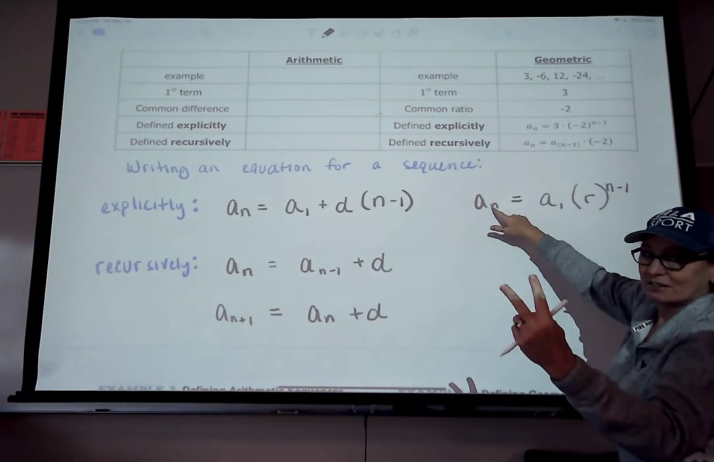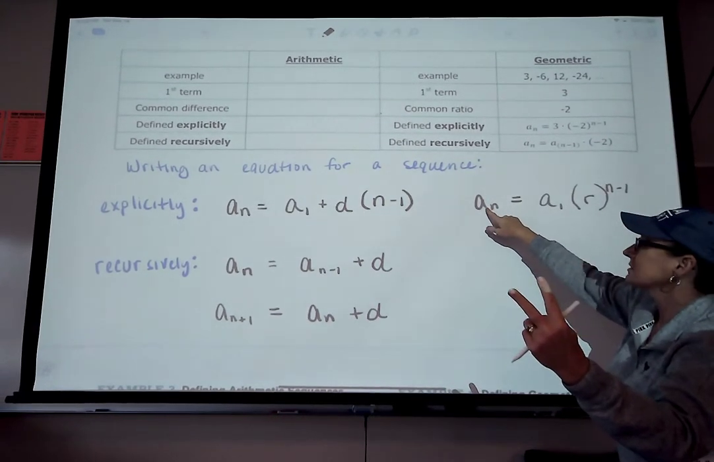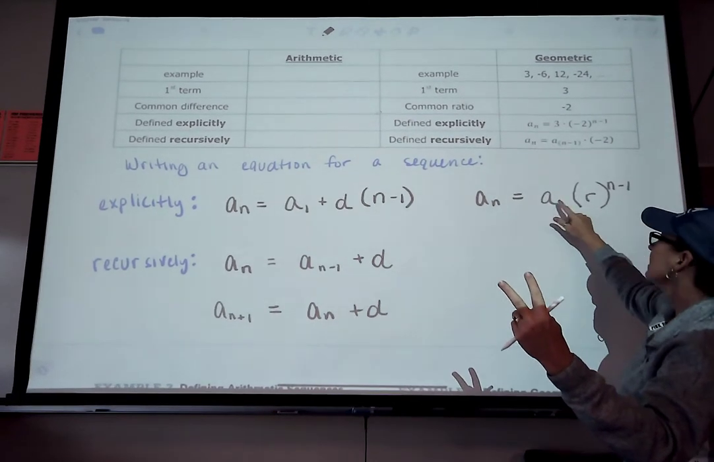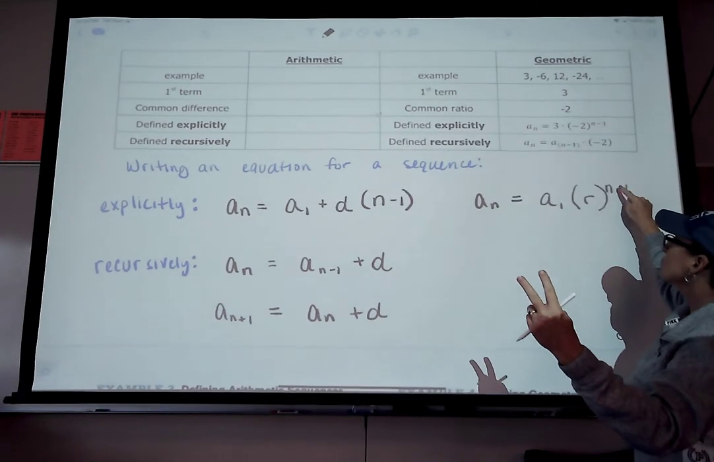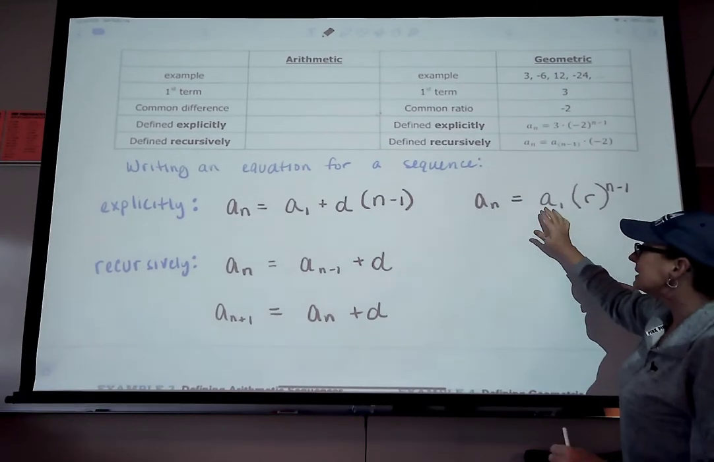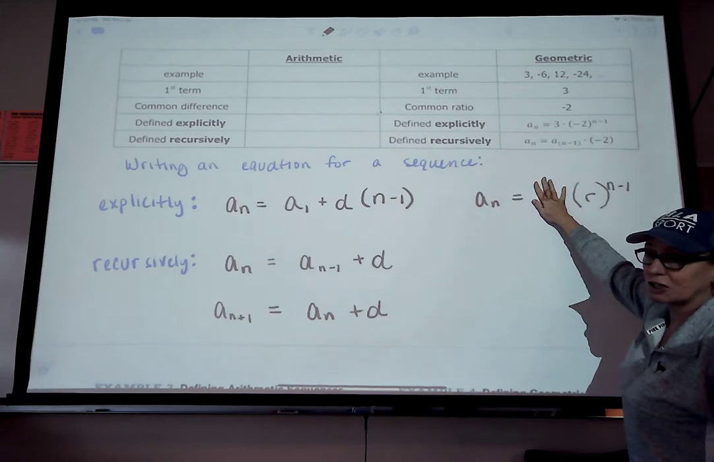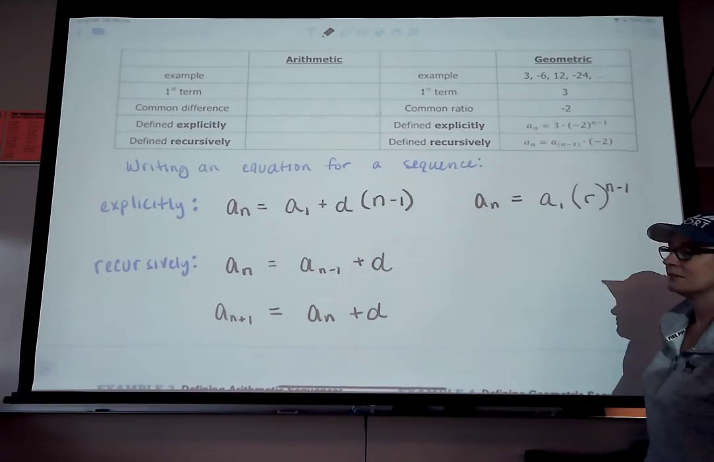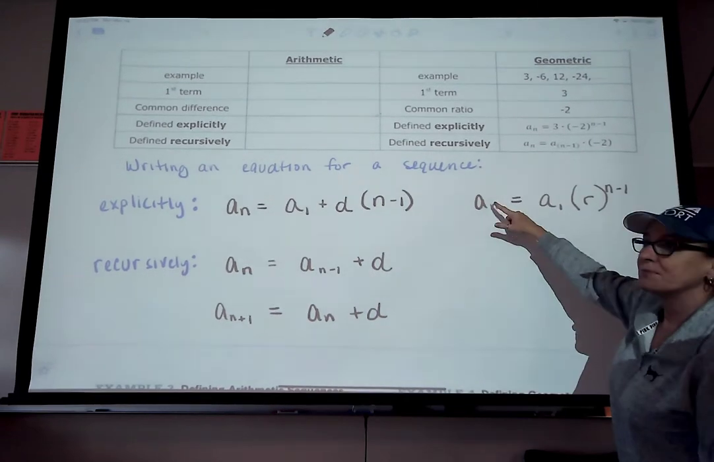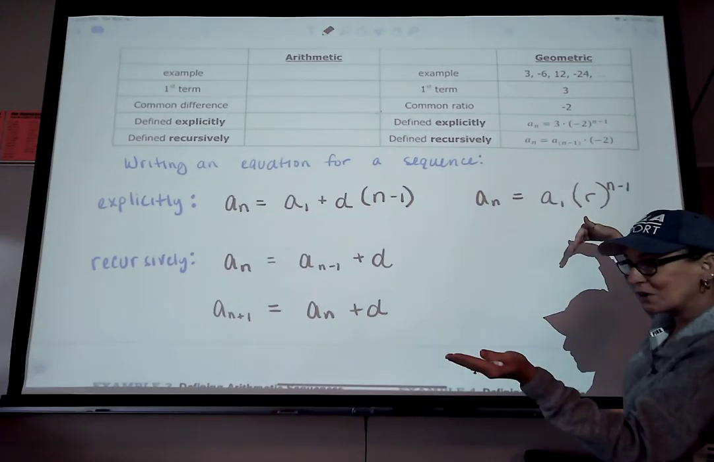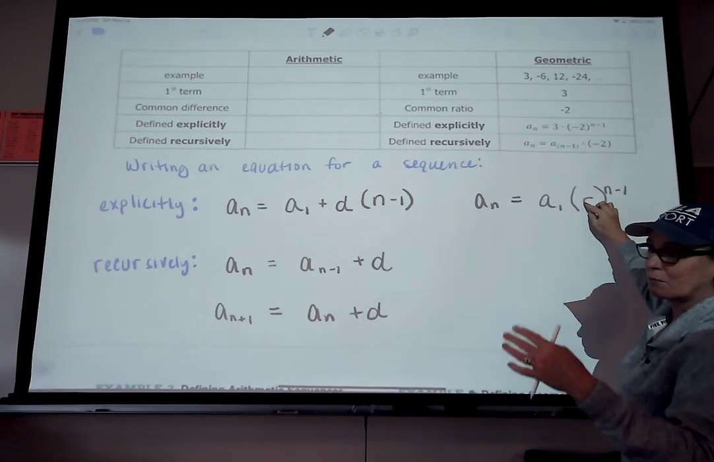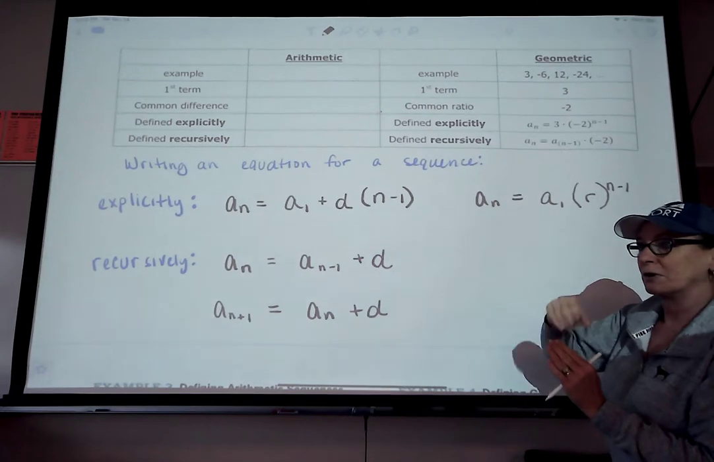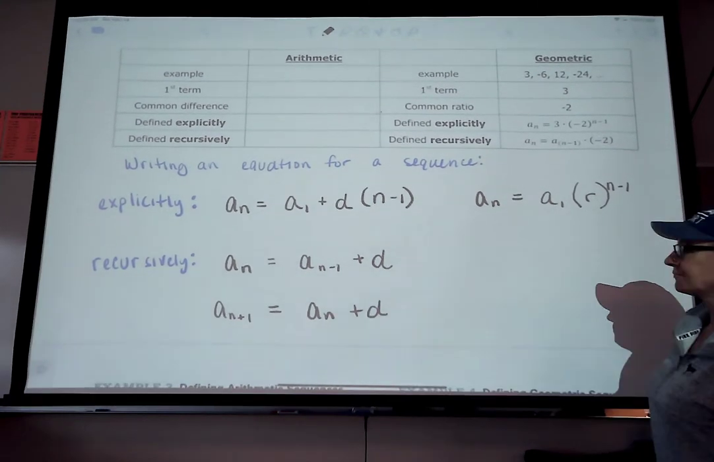To get the second term, right? Second term, plug in 2 for n. To get the second term, you take the first term times r to the first power, which means to get our second term, we're taking our first term times our common ratio once. And then third term, we need to back it down 1, 3 minus 1 is 2. That means we're multiplying by our common ratio twice. To get from our first term to our third term, we need to multiply.